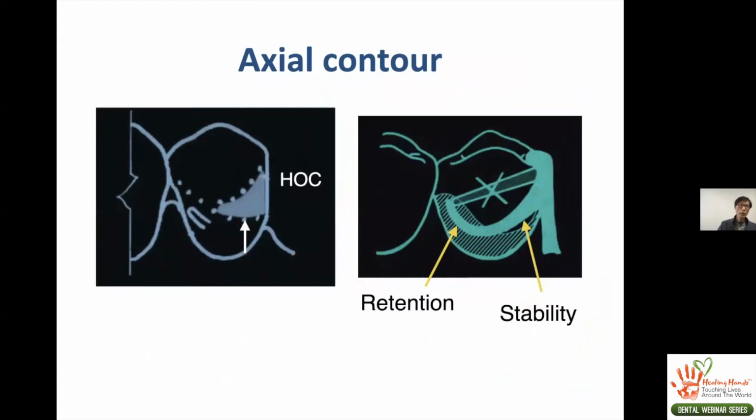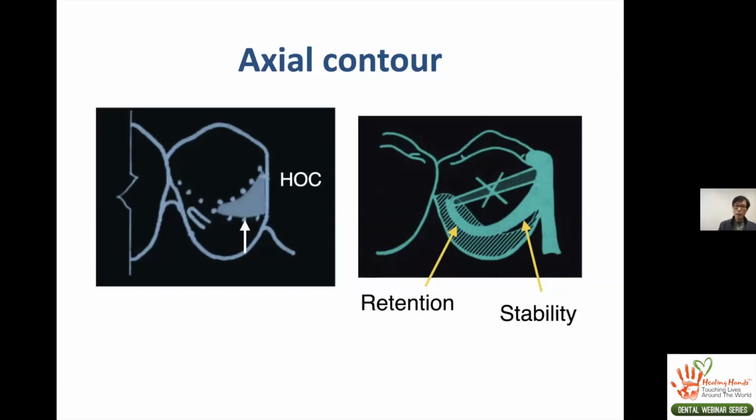Now, since we have developed a guide plane and rest seat, we can look at axial contour. Alternatively, you can develop the guide plane, do the axial contour, and then the rest seat at the end. That maybe would actually be better, because we are never going to forget creating a rest seat, but oftentimes, especially when we are constrained in terms of chair time, we may ignore or be negligent in looking at the axial contour.